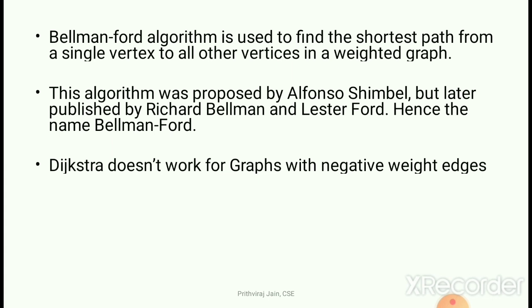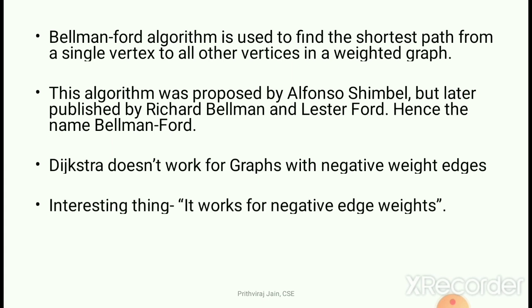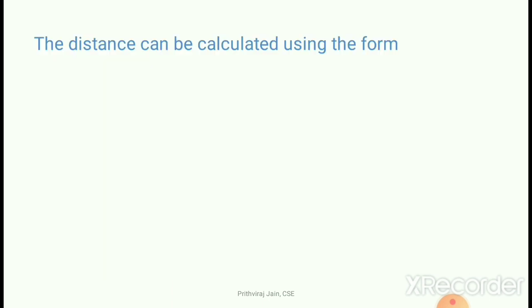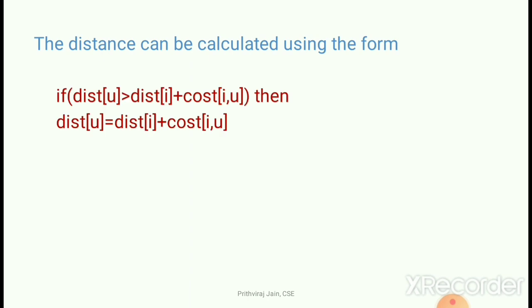As we have studied about Dijkstra's algorithm, Dijkstra's algorithm is used to find the shortest path. But Dijkstra doesn't work for negative weights. The interesting thing about the Bellman-Ford algorithm is that it works for negative weights or negative edges in a graph. The distance can be calculated using the formula: if distance of u is greater than distance of I plus cost of I comma u, then we can update the distance of u as distance of I plus cost of I comma u.